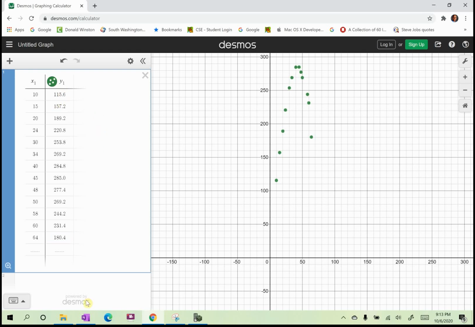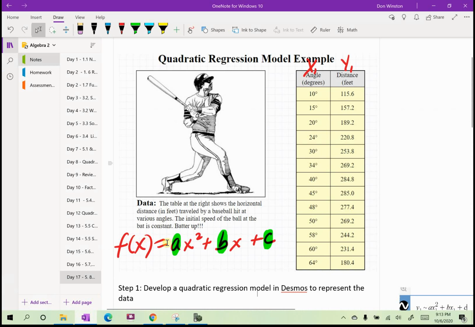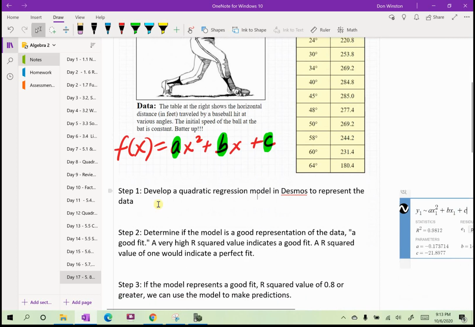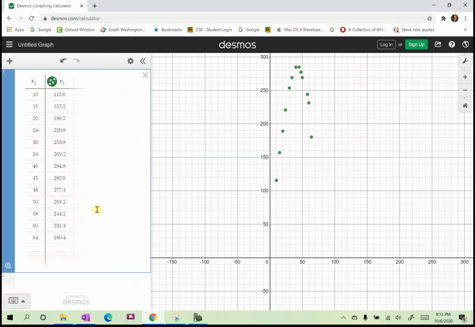Now what? Okay, so I'll go back here. As I said, I want to generate a quadratic regression model, ax squared plus bx plus c. So we develop a quadratic regression model to represent the data. So let's do that. All I did was enter in the data. I need to actually generate the regression model.